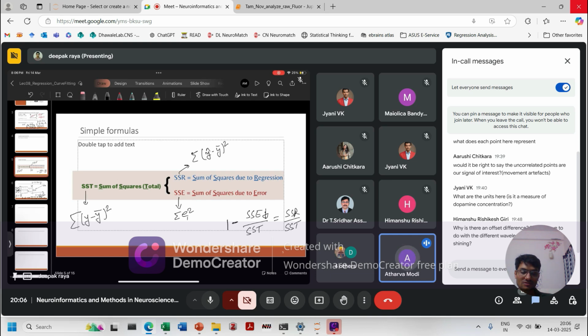So this is the sum of squares due to regression basically. And SST, you can call it as the variance explained by your x, the variance in y explained by x. This is the total variance in y, and this is the unexplained variance.